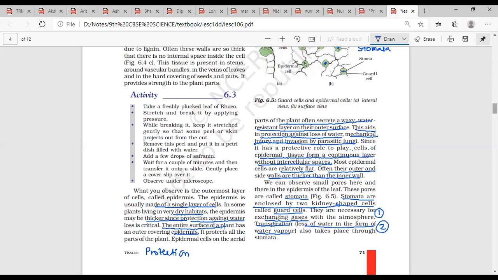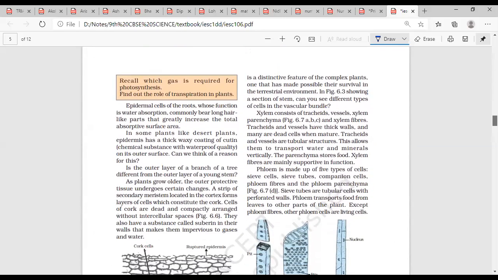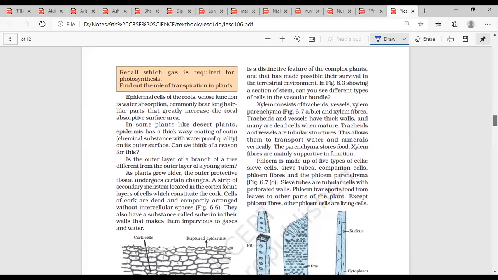Two functions it has, guard cells and stomata. What is the first function? Exchanging gases. And the second function? Transpiration, that is loss of excess water. Excess water is lost in the form of water vapors. That process is called transpiration. Okay.